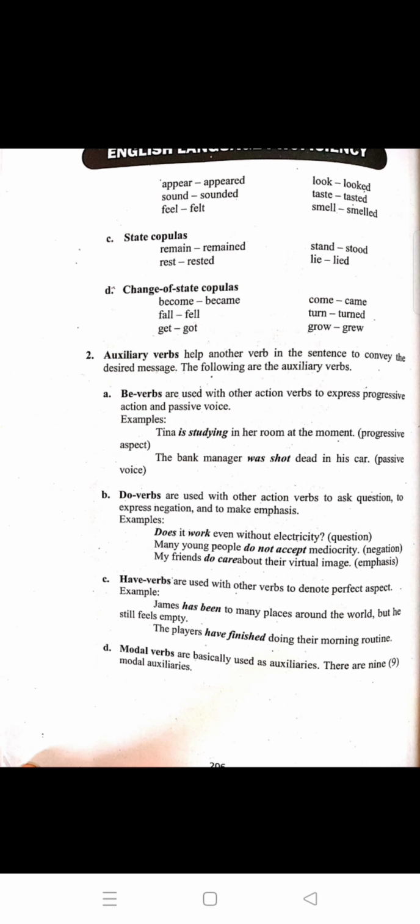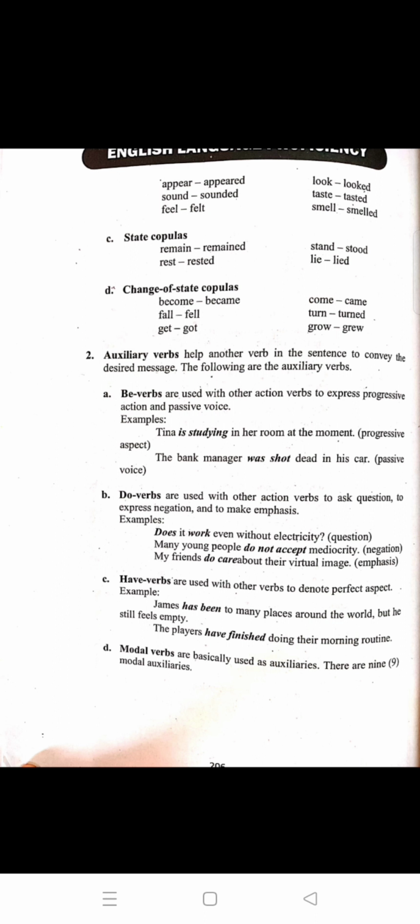The be verbs are used with the other action verbs to express progressive action and passive voice. These are the is, was, were, and when we try to look into it, there is a main verb beside it. Example: Tina is studying in her room at the moment. So the be verb is used with another verb, that is studying. Therefore, your main verb is studying.